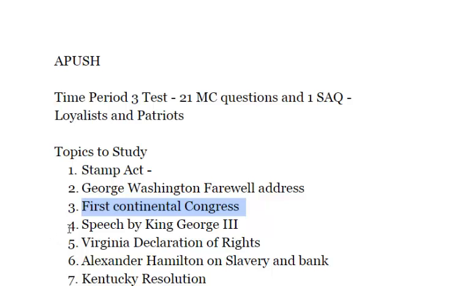Speech by King George III. Obviously, King George, what was his main goal? He wanted to have complete control. He wanted the Loyalists to agree with him. He always believed that the colonists were going to plan a revolt for the most part. But make sure you understand that the theme for him was he wanted to have complete control of the colonies and make sure that they were doing things the way he wanted them done.